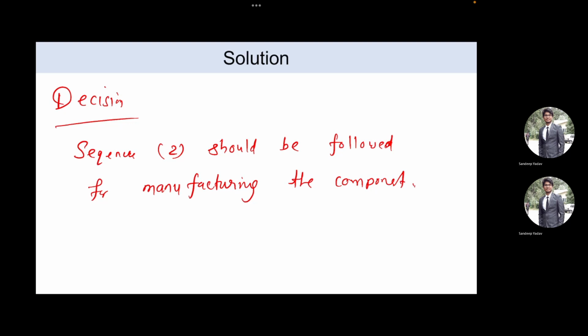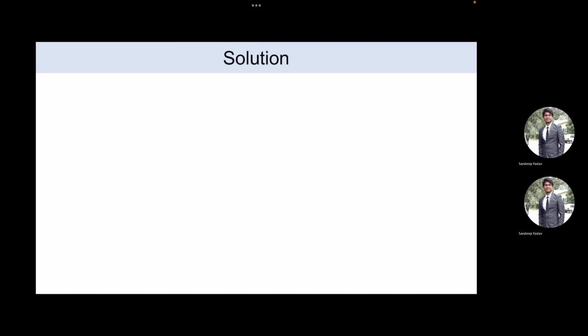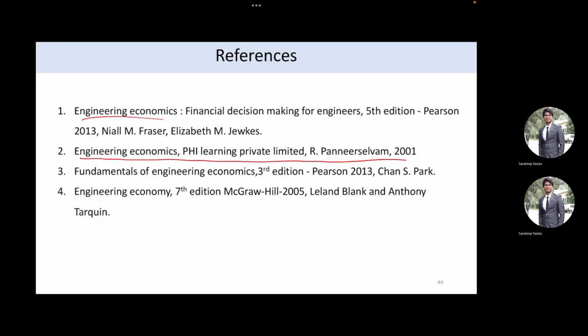So in that way, we can decide for the different examples that we have studied. That's all for the things that we have studied. If you want some more insights on this lecture, you can contact me, and you can also read these 3 or 4 books. That one is much recommended because it is in very simple language and some Indian context is there. If you want to really feel how things work, the basic level book is Engineering Economics by PHI Learning Private Limited, by R. Panneerselvam.